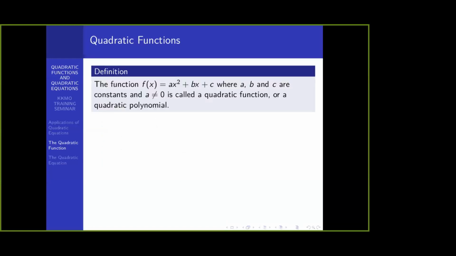So now we get to the quadratic function itself. This is a function which is defined as ax squared plus bx plus c. A, b, and c are constants, and they are called coefficients.